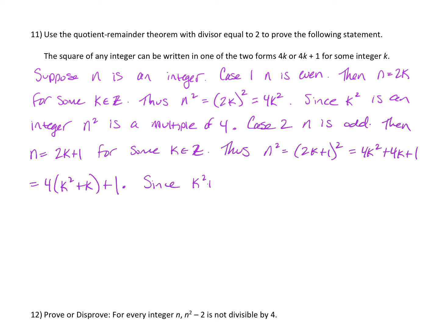Since k squared plus k is an integer, n squared is a multiple of 4 plus 1, which is what we were trying to prove. That's the other case, that it's 4k plus 1, 4 times an integer plus 1. So in case 1, you get 4 times an integer, and in case 2, you get 4 times an integer plus 1.